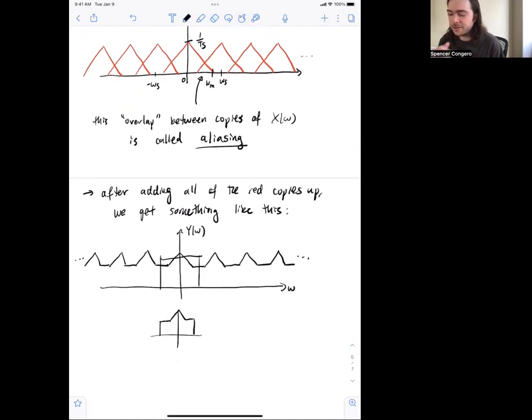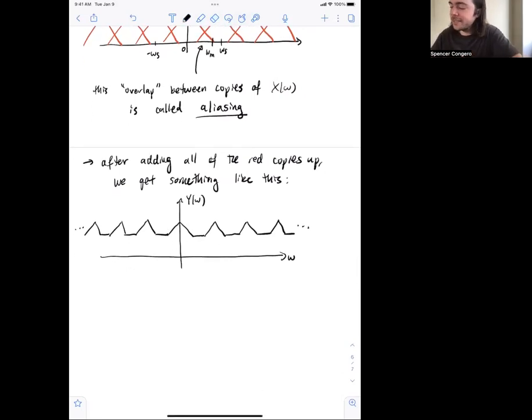And now I can't use a low-pass filter, or really any LTI system. I mean, these copies of triangles have just interfered with each other. I can't undo that interference, right? So there's nothing I can do. Okay, I can't recover in this case. So this is what goes wrong if we undersample.